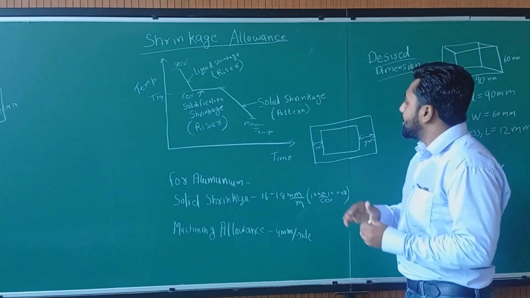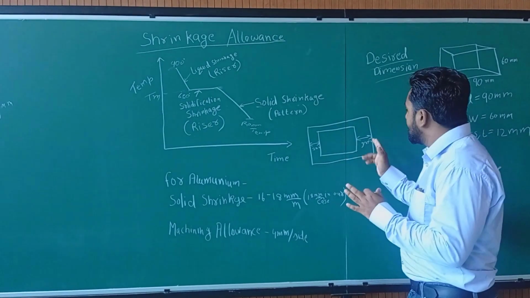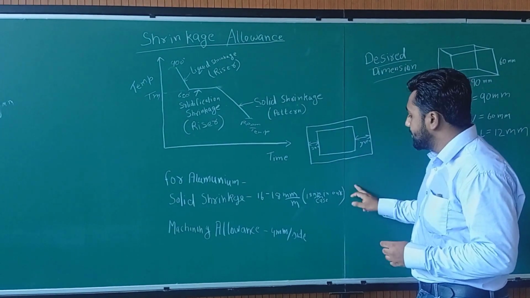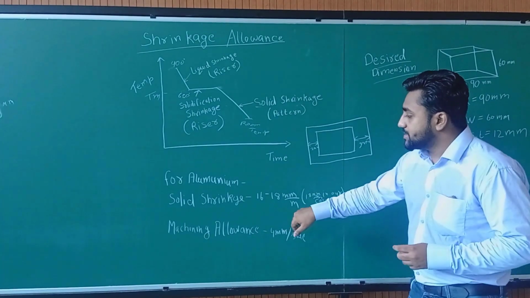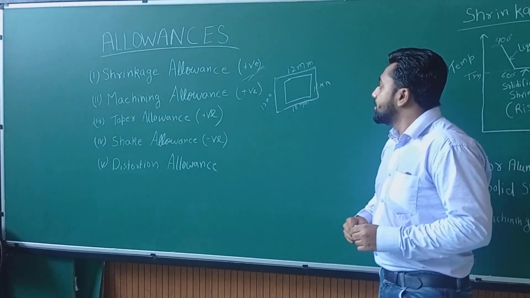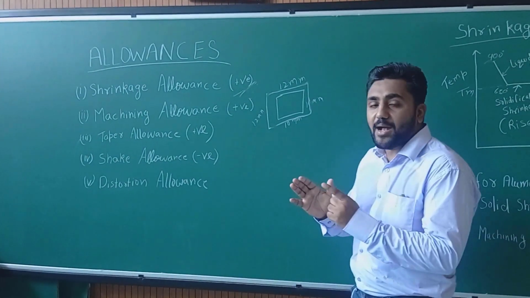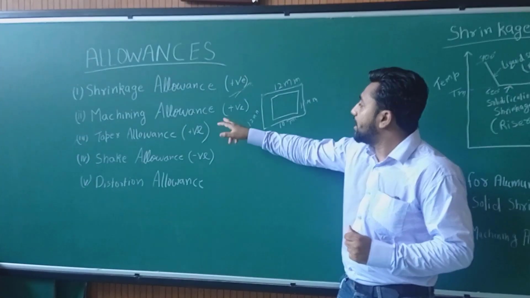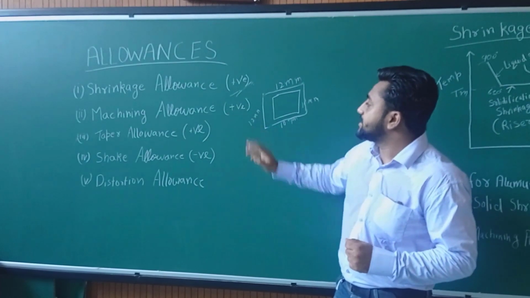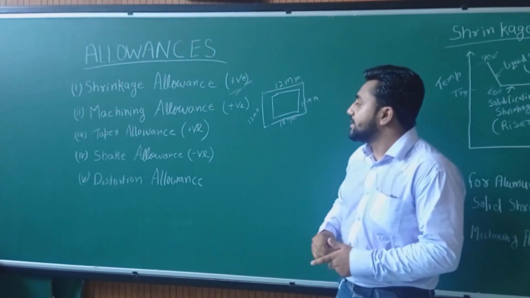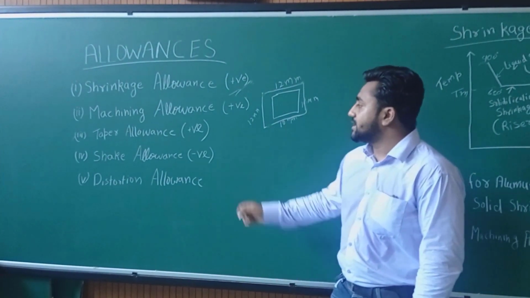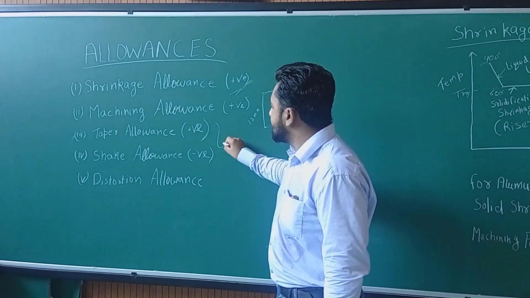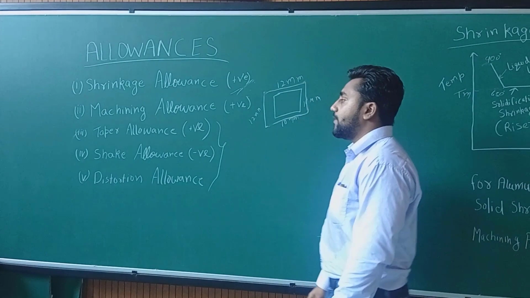So what we do is, in the pattern, we simply add 2 mm plus 2 mm, that is 4 mm. So each side will be added 4 mm to compensate the machining positive allowance. Why? Because we are making the pattern bigger than the desired dimension. That is why we call machining allowance a positive allowance. There are three other types of allowances, like taper allowance, shake allowance and distortion allowance, which in our case are negligible. I will tell you why.